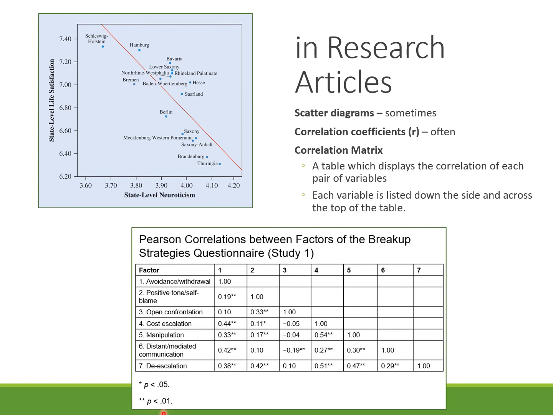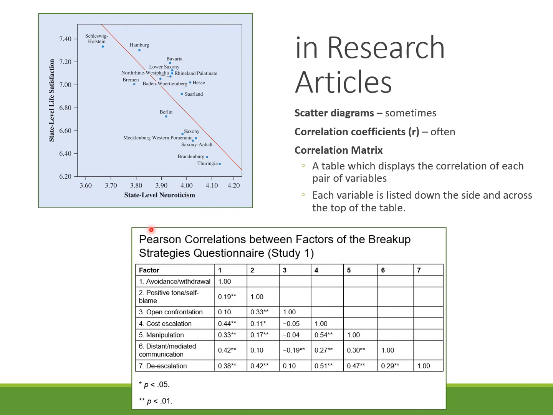And one of the things you can see is the probability significance right here. The significance level for the ones with the double stars is 0.01. It means there is less than 1% chance that this relationship is due to chance. And when it's 0.05, it's less than 5% chance that the relationship is due to chance.